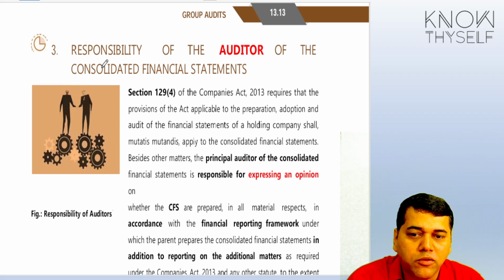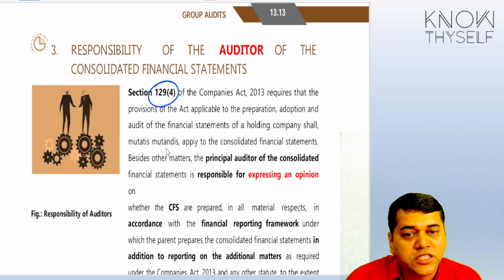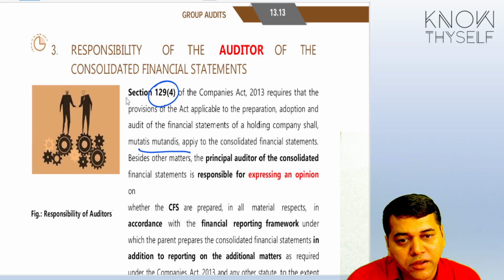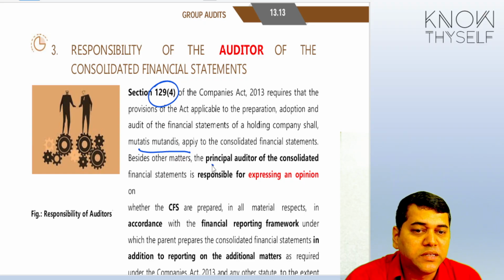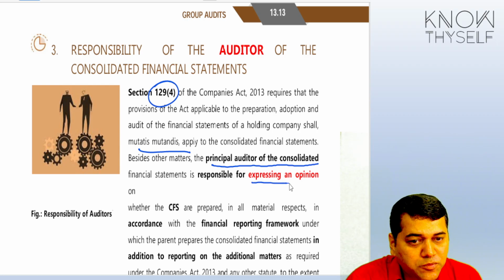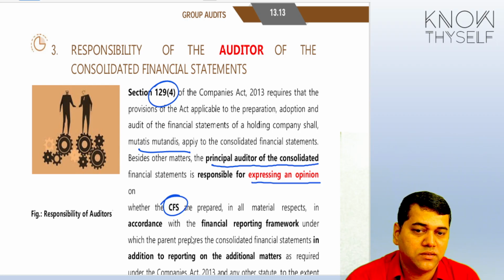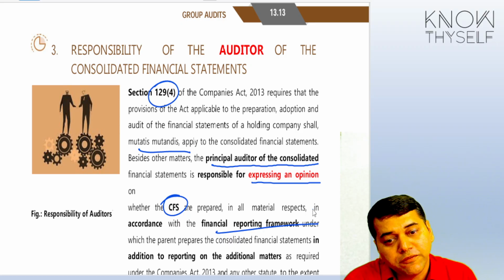So we should talk about this always when we speak about the responsibility of the management. The very next statement is the auditor. Section 129(4) requires that the provisions of the Act applicable to the preparation shall become mutatis mutandis applicable, which we have already seen. And the principal auditor of the CFS shall express an opinion on the CFS in accordance with the reporting framework of the parent.